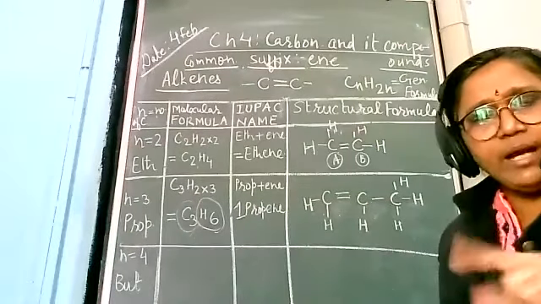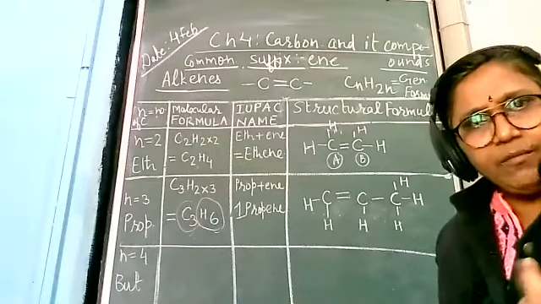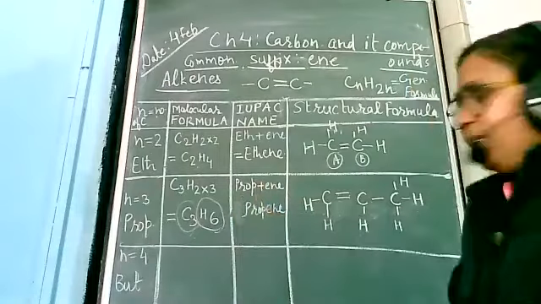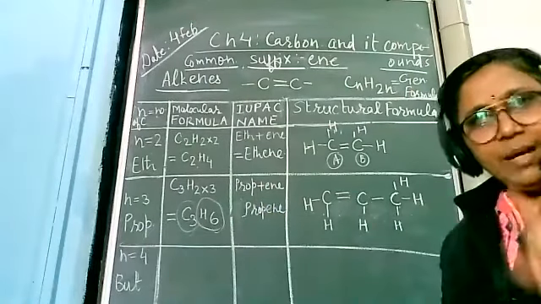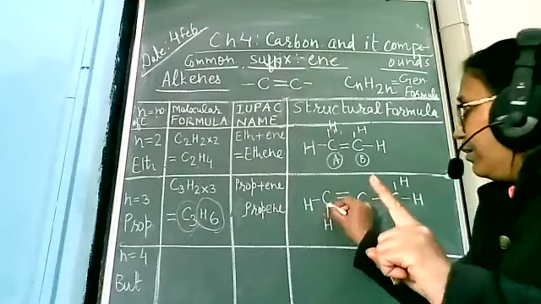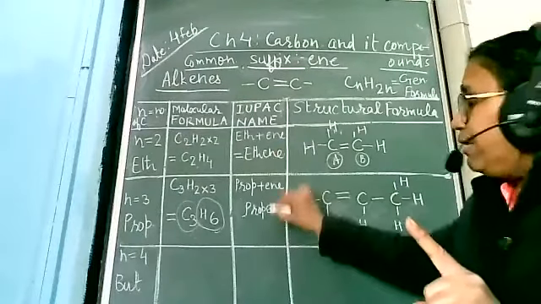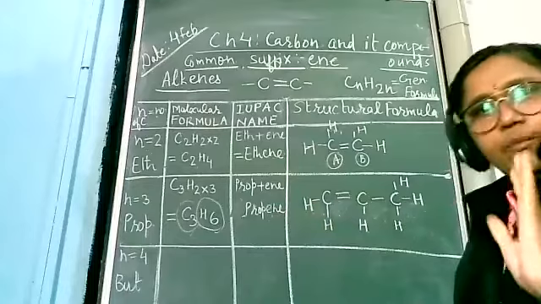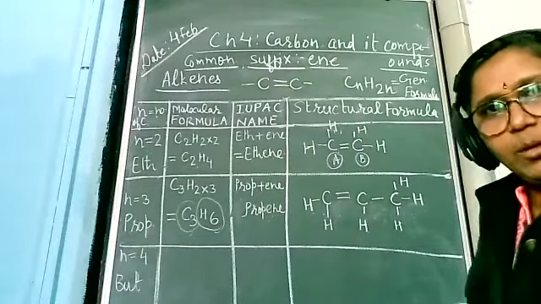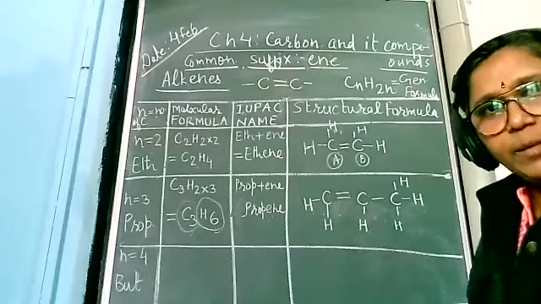Whenever it is 1, it is understood. We need not write it. So we don't write 1 propene; we simply write propene. Did you understand? It is with the first carbon's location. That's why I'm not writing 1 ethene, 1 propene. I'm writing simply propene. Am I clear why I'm making the double bond in the corner 2 carbon atoms?